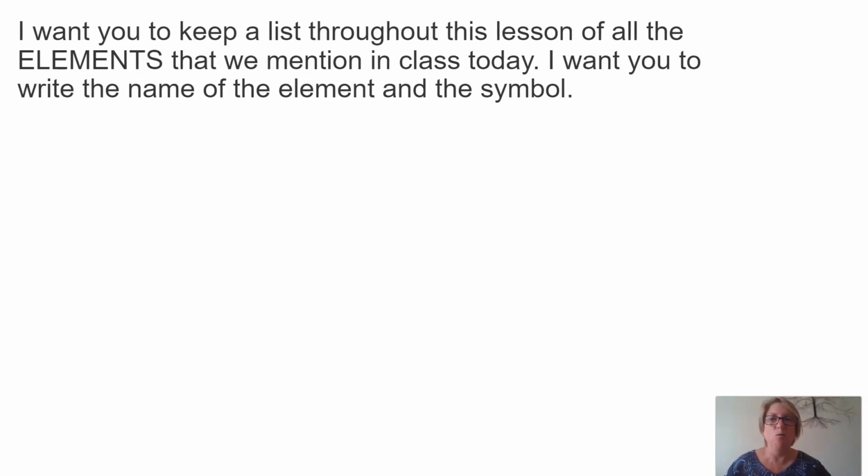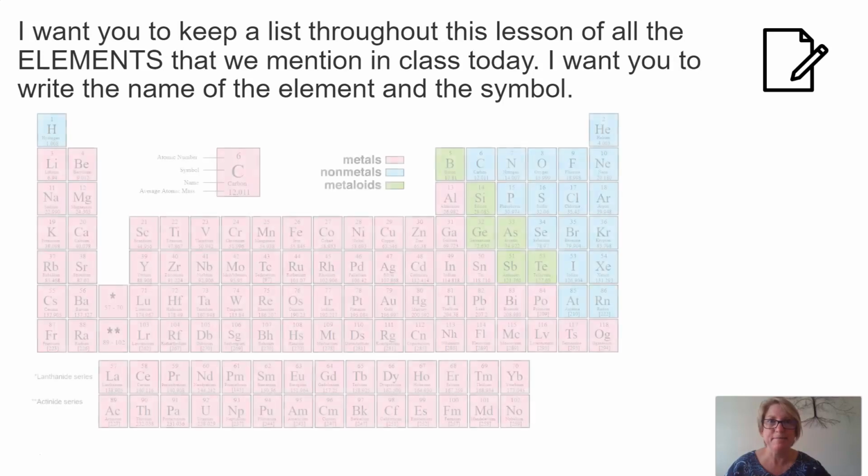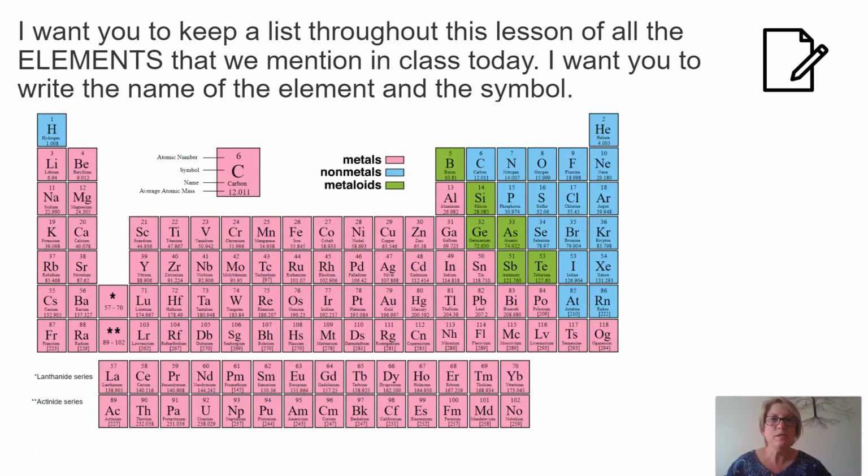Okay, I want you to keep a list throughout this lesson of all the elements that we mention in class today. I want you to write the name of the element and the symbol. So have pens and paper ready. This periodic table is a really good link to refer to throughout the lesson, and it has everything that you need on it. If you need to keep coming back, the time at the bottom of the screen is about 3 minutes 20. So if you need to come back to the periodic table, just jot that time down, 3 minutes 20, and you can access the periodic table whenever you want.